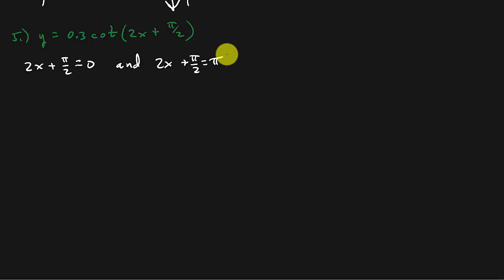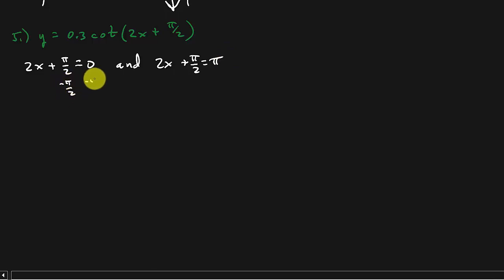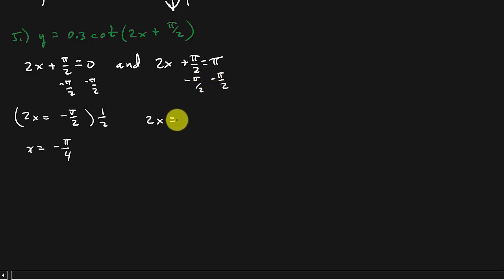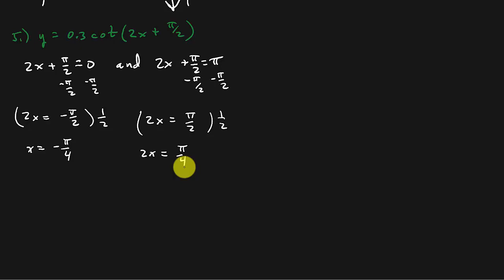Okay, so let's solve this. Subtract pi over 2 from both sides. I get 2x equals negative pi over 2, multiplied by a half. It's going to give me x equals negative pi over 4. Here I'm going to subtract pi over 2 from both sides. So I get 2x equals, what is that, just pi over 2. And then multiply by a half, so I get x equals pi over 4. So there's my adjacent asymptotes. Okay, negative pi over 4 and pi over 4.